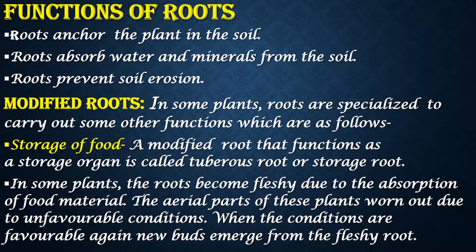Roots store food. A modified root that functions as a storage organ is called tuberous root or storage root. In some plants, the roots become fleshy due to absorption of food material. The aerial parts of these plants may die due to unfavorable conditions, but when the conditions are favorable again, new buds emerge from these fleshy roots.